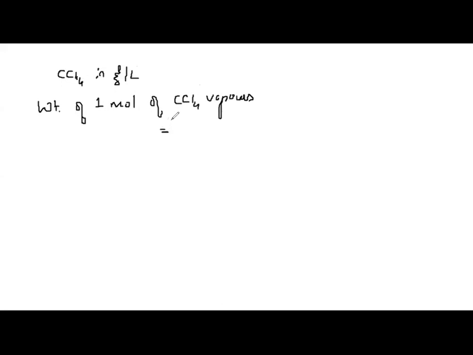So what will be the weight? CCl4: 12 plus, carbon is 12, and chlorine is 35.5. Always remember, chlorine is taken only in decimals. 35.5 into 4 plus 12 comes out to 154 grams. This is the molecular mass of CCl4, 1 mole.